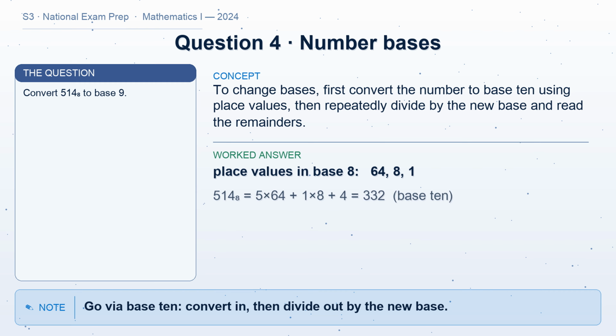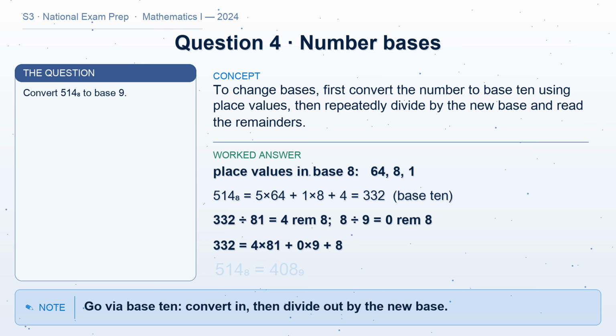Now convert 332 into base 9. The place values in base 9 are 81, 9, and 1. 332 is 4 times 81, which is 324, leaving 8. That is 0 nines and 8 ones. So the digits are 408. The answer is 408 in base 9.